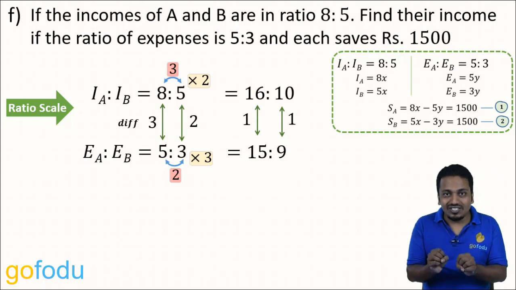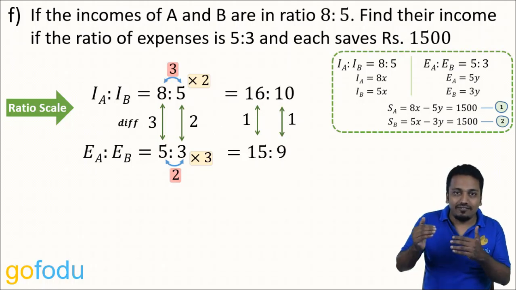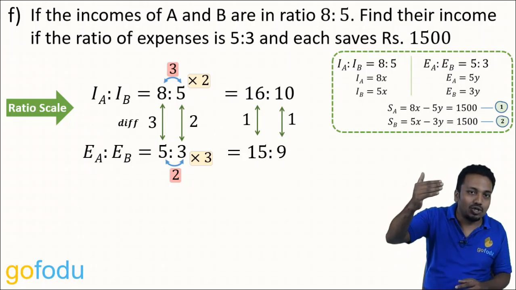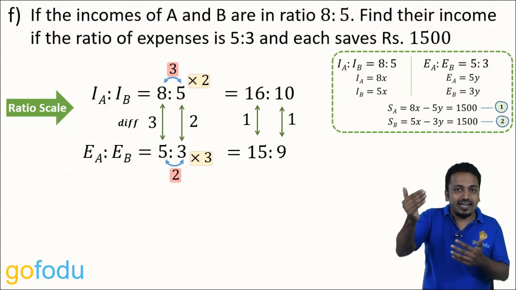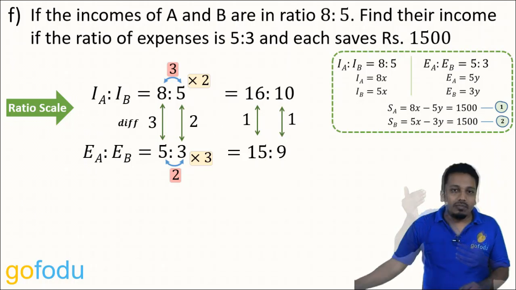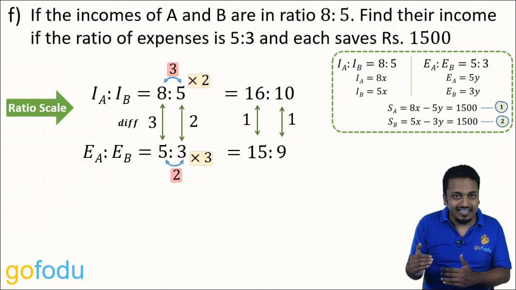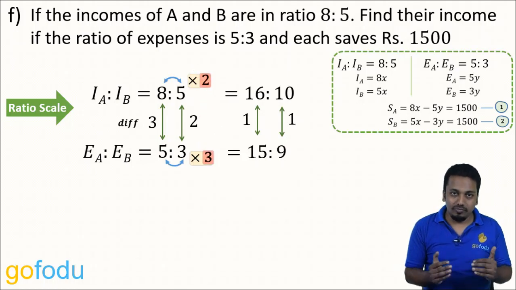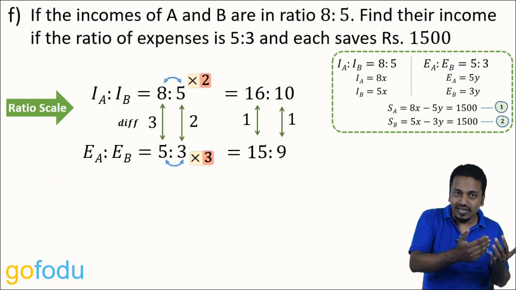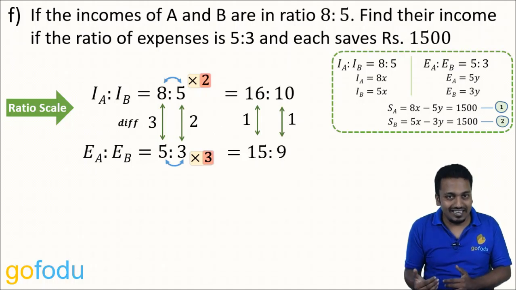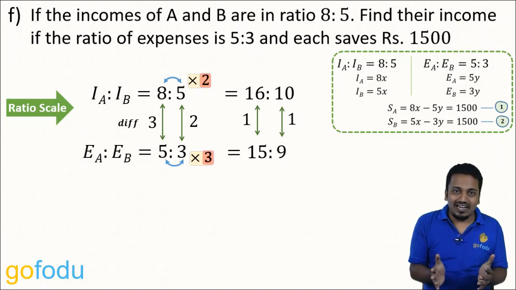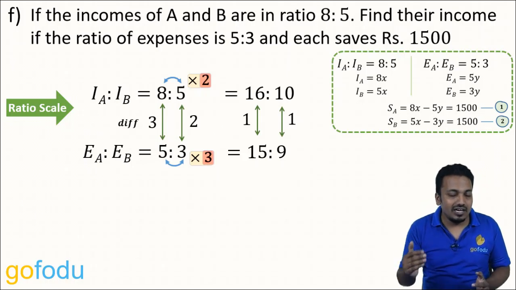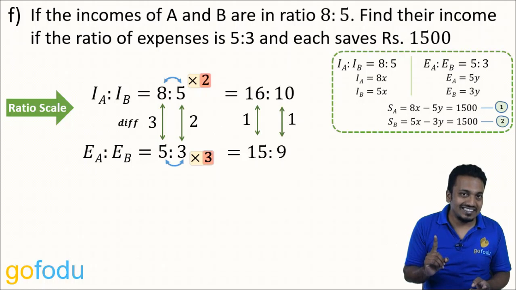So the trick is to multiply the second ratio by the difference between the terms of the first ratio and multiply the first ratio by the difference between the terms of the second ratio. Okay. Multiply the second ratio by 3 and multiply the first ratio by 2. So we multiplied the income ratio by 2 and expense ratio by 3. And on doing that, the difference between the first terms and the difference between the second terms are 1 each.